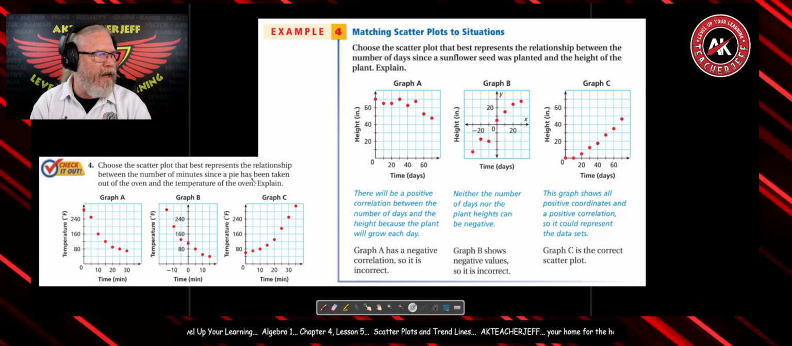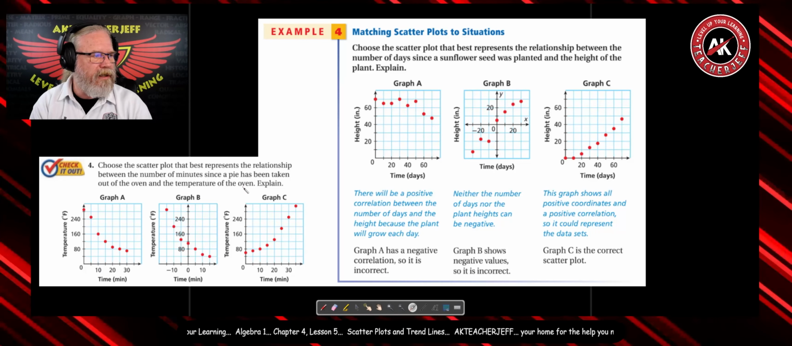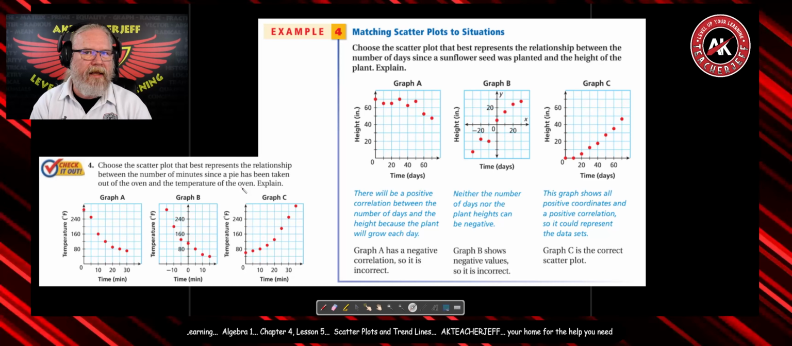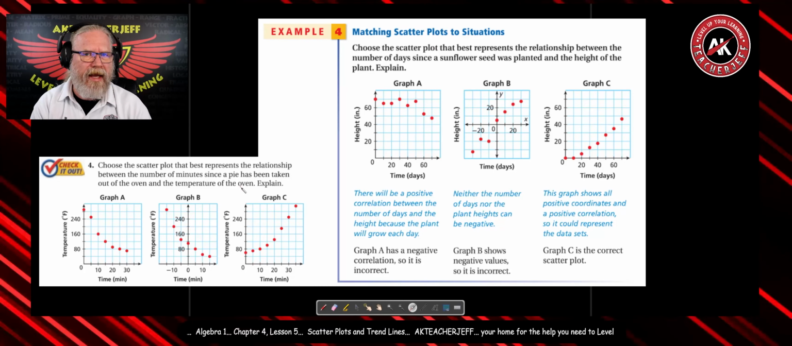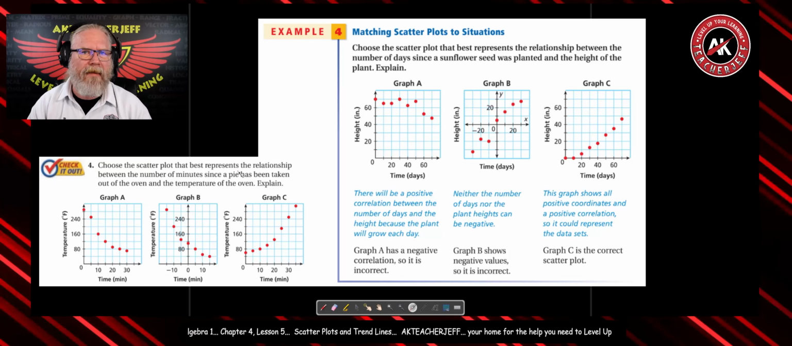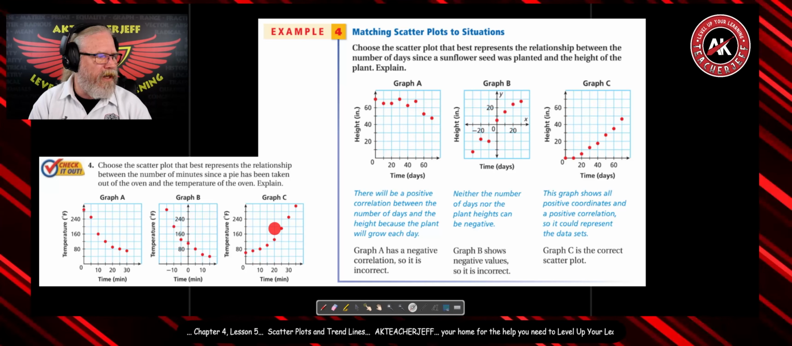And over here, choose a scatter plot that best represents the relationship between the number of minutes since a pie has been taken out of the oven and the temperature of the oven. So, you take it out of the oven, it's hot, and the longer it sits, it cools. So we should be looking for a negative correlation because as the time out of the oven increases, the temperature decreases. So we can rule out C.